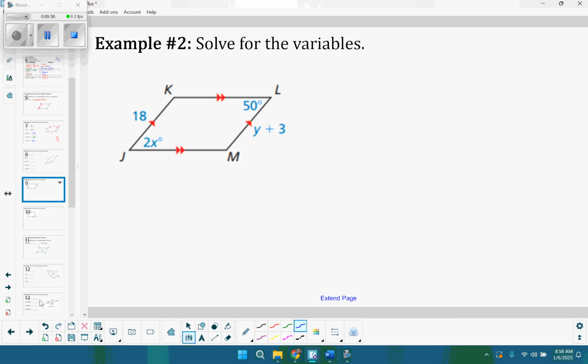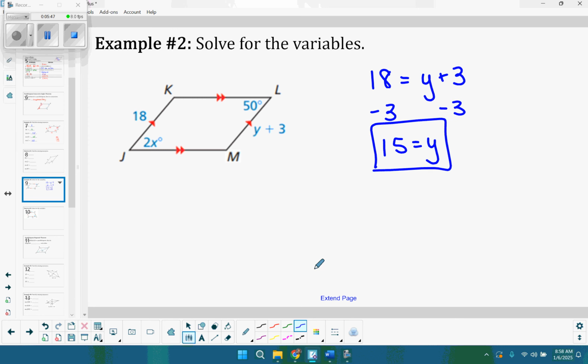For example 2, I know that opposite sides are the same, so these two sides would be the same. These two sides would be the same, so I know that 18 will equal y plus 3. So if I want y alone, I could take away 3. And now I've solved for y. I also know opposite angles are the same, so k and m would match, j and l would match, so 2x is equal to 50. And when we divide by 2, we get x is 25.